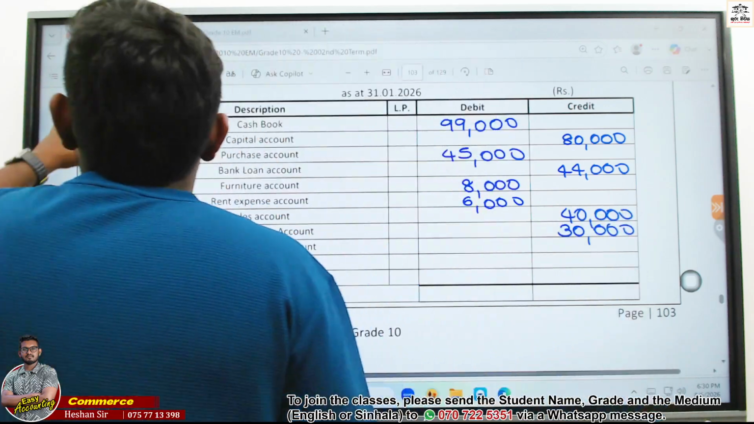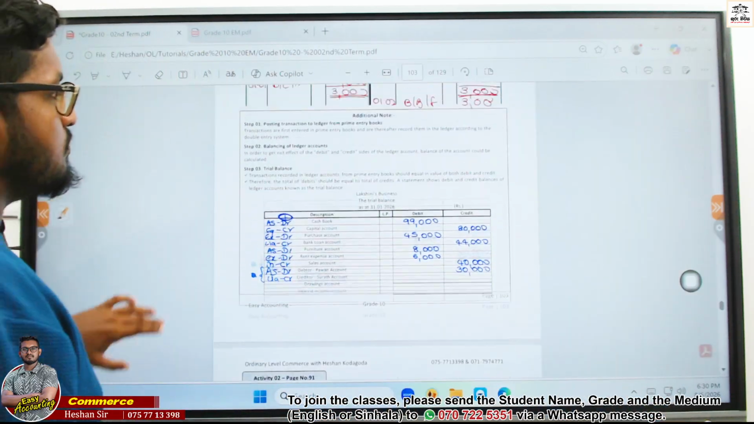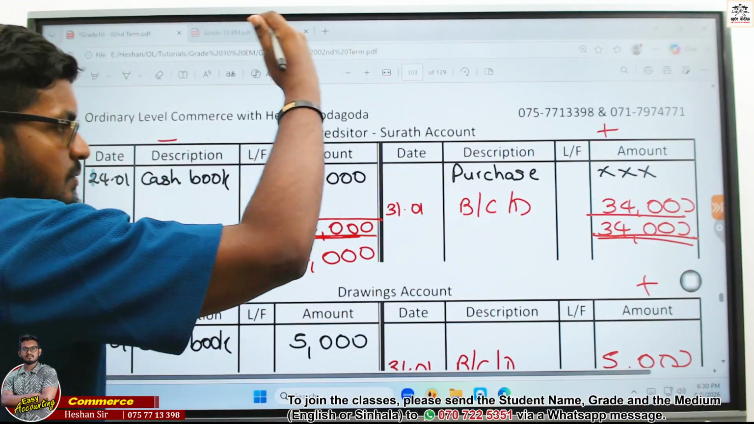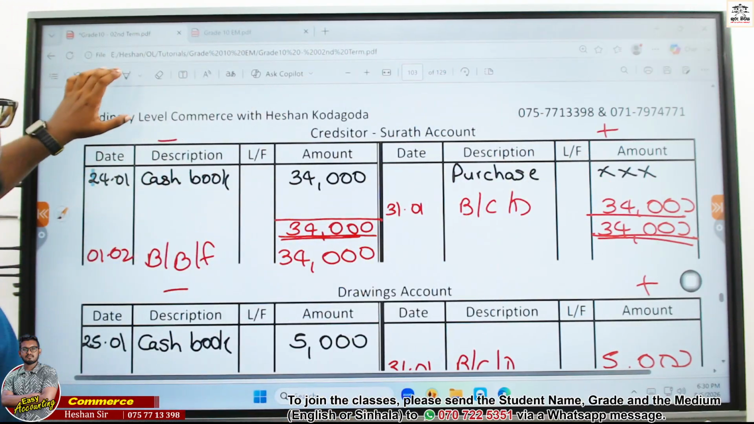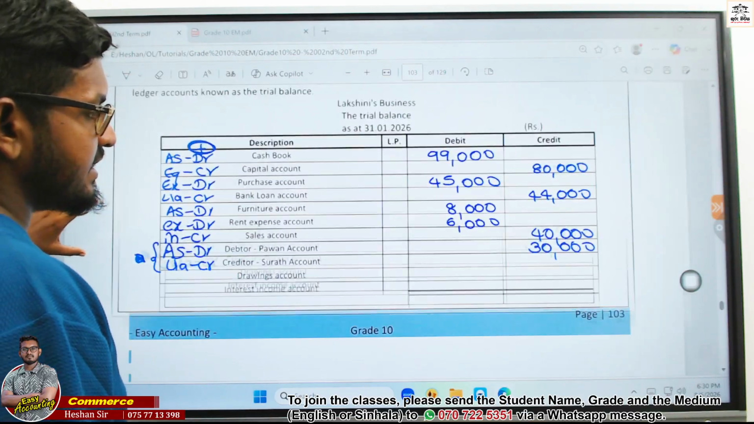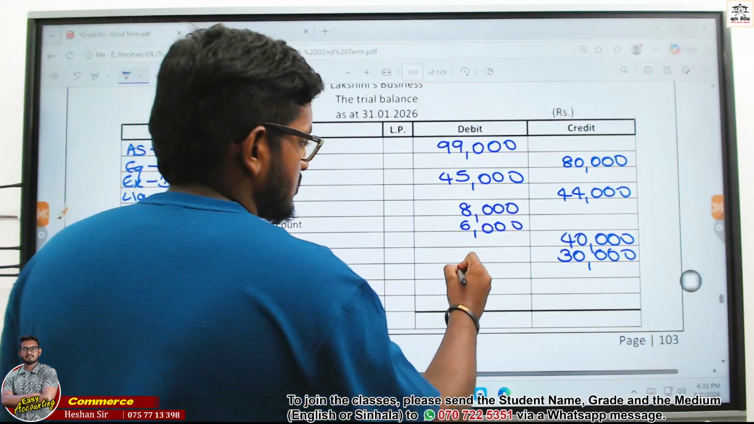Rule change. Creditor Surat's account balance normally goes to the credit, but since the purchase is not given, only the cash balance is given, it's 34,000. Normally the balance goes to the increase side, but sometimes it changes.